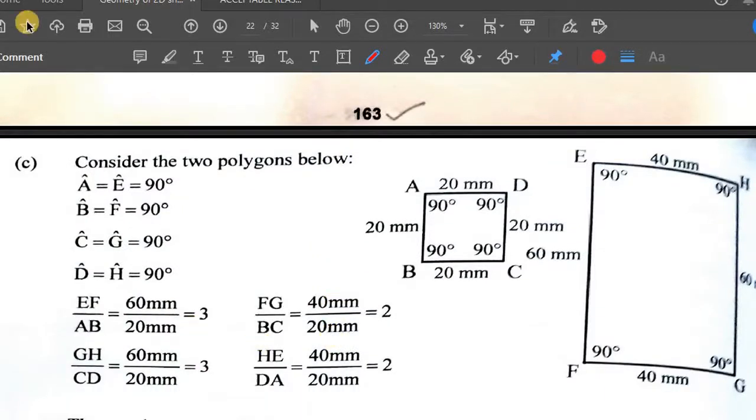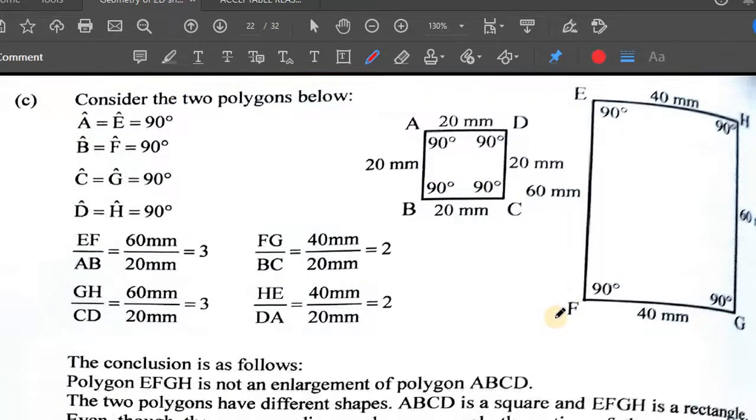Consider the two polygons below, right? Something that we can notice immediately is that we have 90 degrees on all the corners. We have 90 degrees on both shapes, so we can conclude that all the angles are equal, right? Now let's look at the sides. We finished with the angles. Now let's look at our sides.